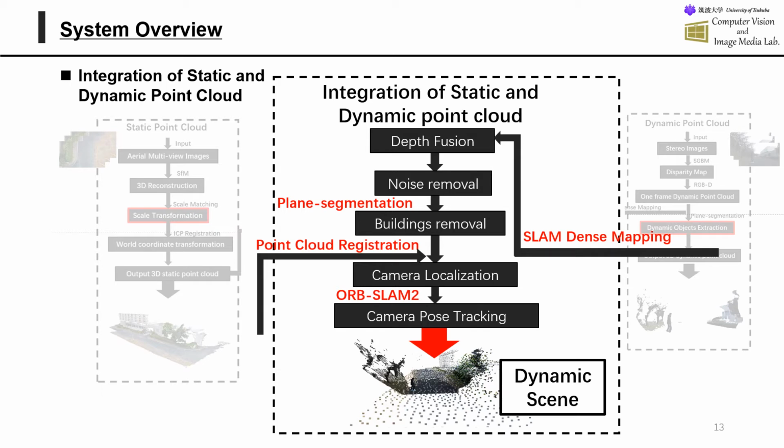To integrate the two point clouds together, we need to initialize the pose of the vehicle in the dynamic point cloud on the static point cloud. Here we use the depth fusion method to get a more accurate point cloud. Then, after noise removal and plane segmentation, we register the two point clouds together and obtain the transformation matrix. Then, after transformation, we can get a 3D dynamic scene with both the static environment and the dynamic objects together.